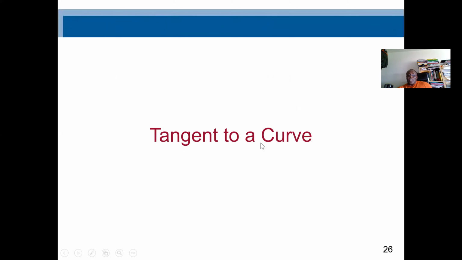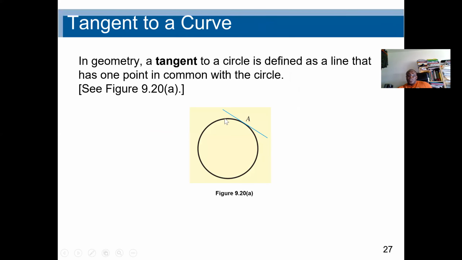So the next topic is the tangent to a curve. In geometry, we say a tangent to a circle is defined as a line that has only one point in common with the circle. So when you look at this line on a circle, it has only one point with the circle. And this line is called a tangent line because it's a straight line that goes through the circle's edge and has only one point on it.